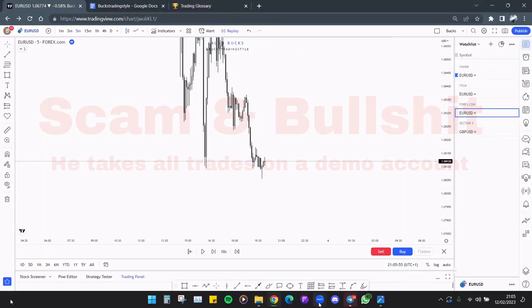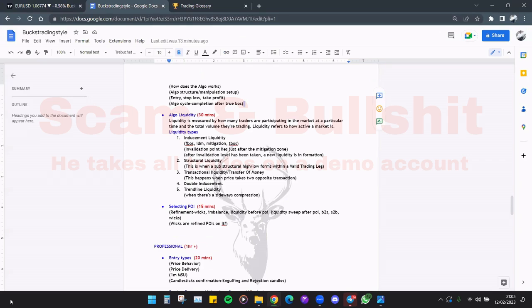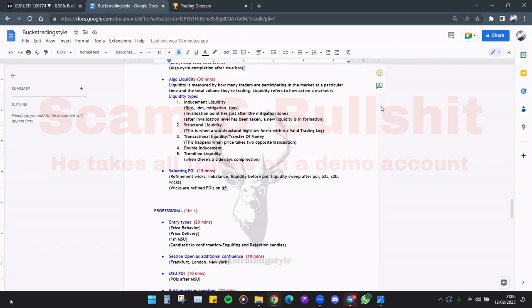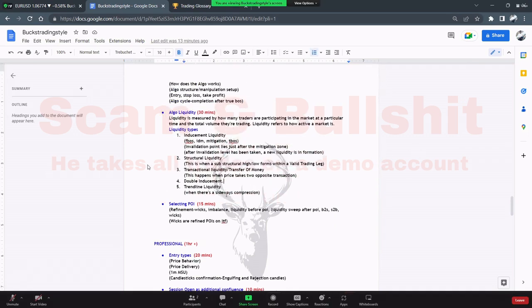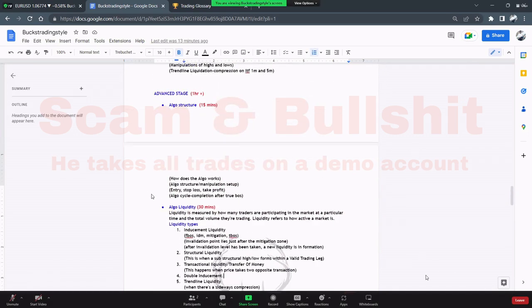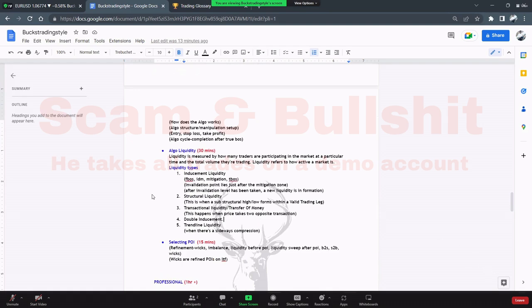When we get to the next, when we get to entries, that's when we are going to be seeing mitigation of a certain POI, and then we look at those POIs to trade off them from our entry time frames. So far, that's going to bring us to the end of the session.